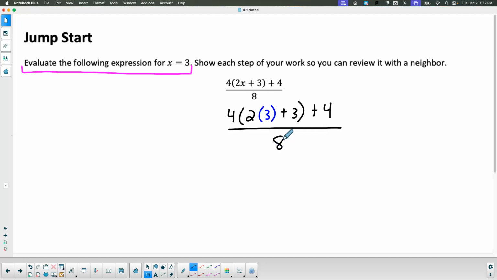So if I plug in 3 for x, I get that, correct? Yeah. Okay? What would you like to do first? Inside the parentheses first, right? Okay? Because that's please excuse my dear Aunt Sally, PEMDAS. Okay? So 2 times 3 is 6. So then this would be 6 plus 3, still inside the parentheses. 6 plus 3 is 9.